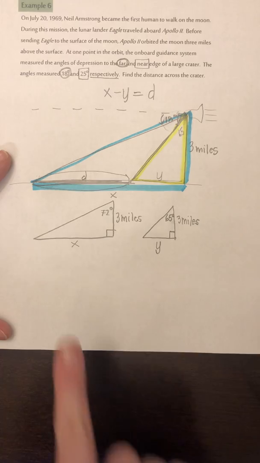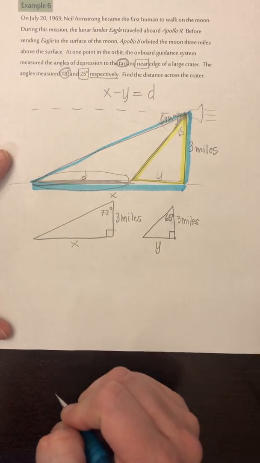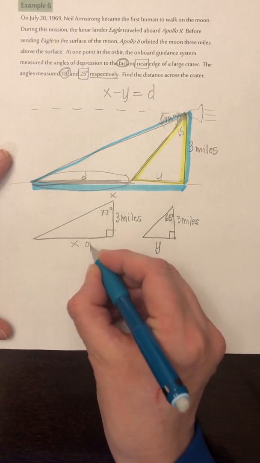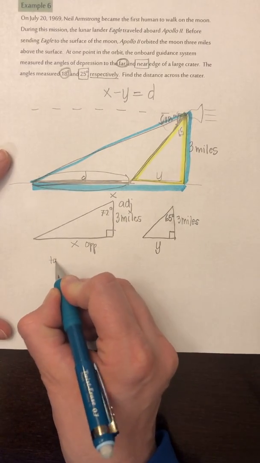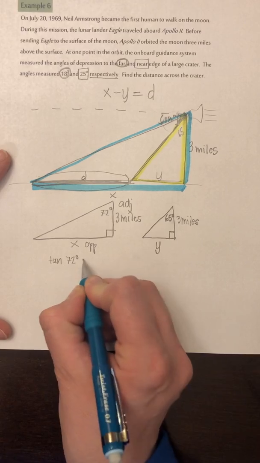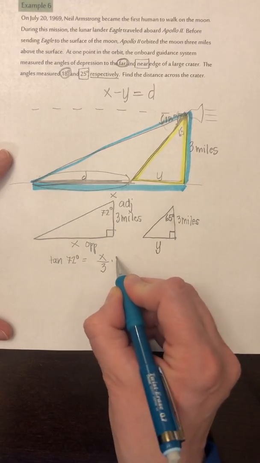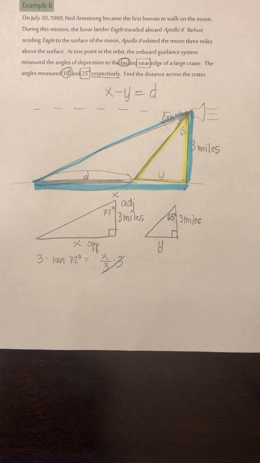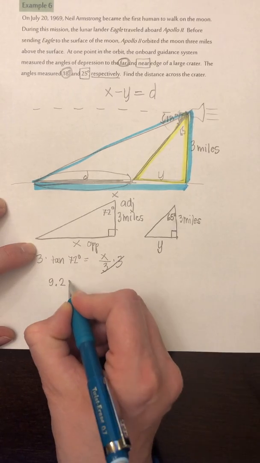And now we're just going to do a couple of easy problems, because we've already done the hard part. So I'm going to start over here with the blue triangle, and 72 degrees. As I'm looking at that, X is opposite, 3 is adjacent. We're going to use tangent. So we've got tangent of 72 degrees is equal to X over 3. I see division. I'm going to do the opposite and multiply each side by 3. And then I'm going to use my calculator. So 3 times tangent of 72 degrees, I'm going to get approximately 9.2.